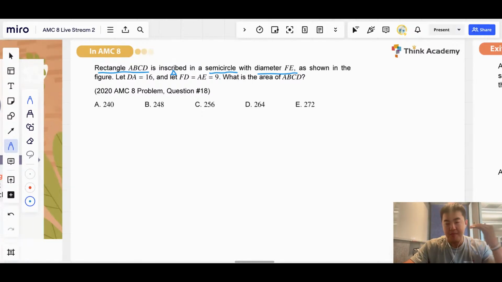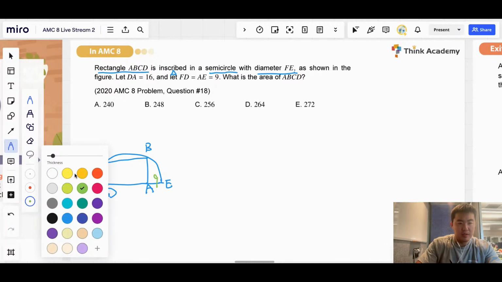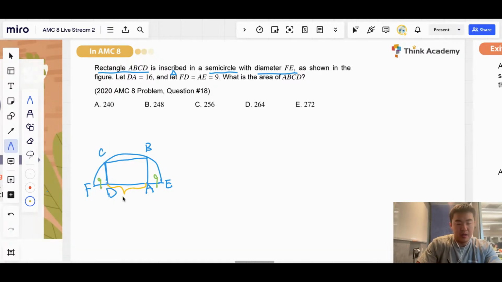So for any geometry problem that doesn't give you a figure, let's try to draw the figure ourselves. We should start with the diameter, then we come up with a semicircle. Then, according to the instruction, we have our rectangle ABCD inscribed in the semicircle, okay? Let me draw it better. Okay, good. So let's mark all the vertices and the important points on our figure. I would say this is C, B, this is A, and this is point D, okay? So we are given that DF equals AE is 9. So let me also mark that on our figure. So that's 9 and also 9 here. And AD is 16. Let me use a different color. We know AD, the length of this part, is 16.